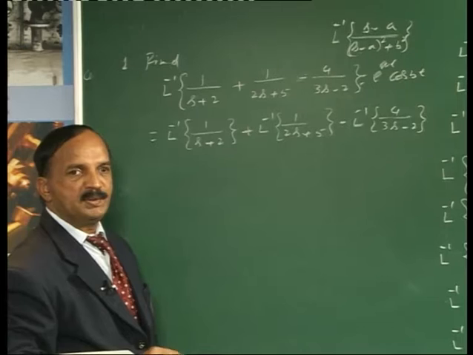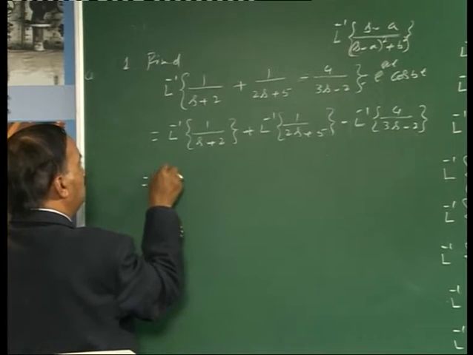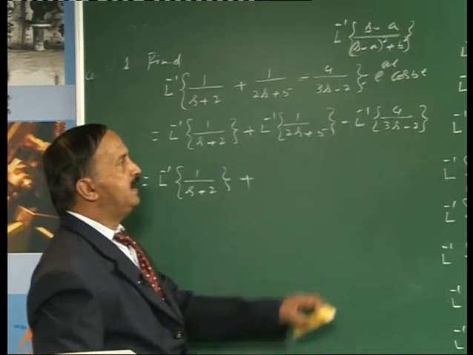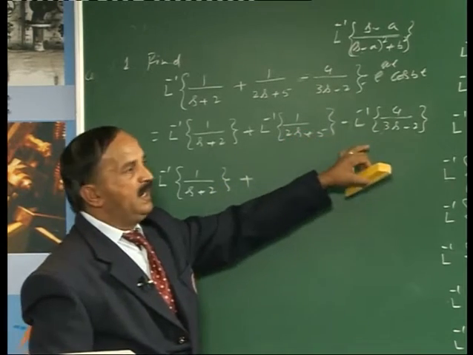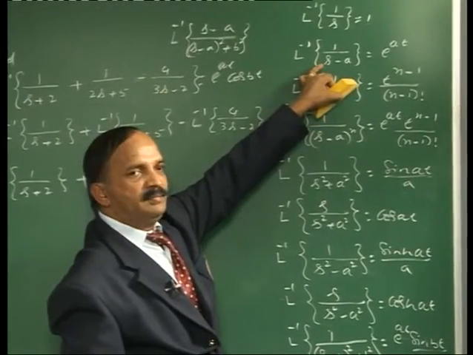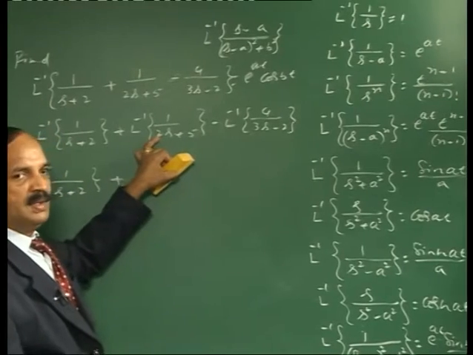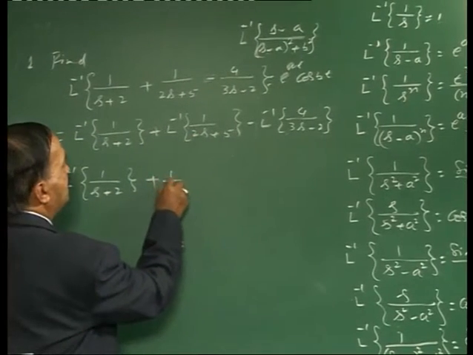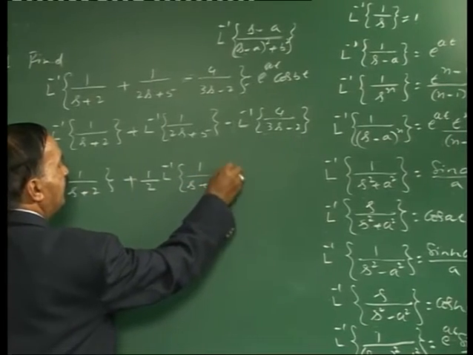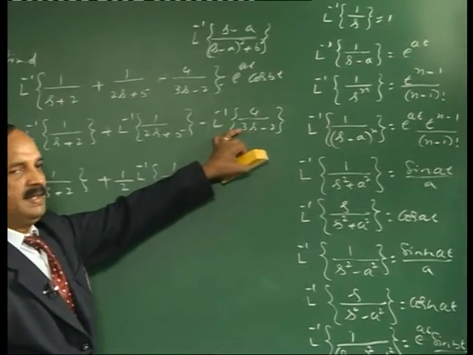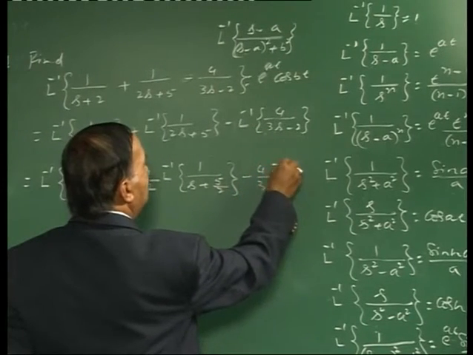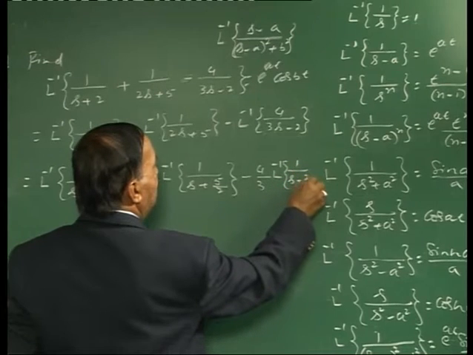4 by 3s minus 2. That is equal to L inverse of 1 by s plus 2, plus, here we have to write these two into the standard form so that we can use the formula. Here the coefficient of s is 1, but here the coefficient of s is 2, so you take this 2 outside, then that becomes 1 by 2 into L inverse of 1 by s plus 5 by 2. Same type here, the coefficient of s is 3, so you take 3 outside, then that becomes minus 4 by 3 into L inverse of 1 by s minus 2 by 3.